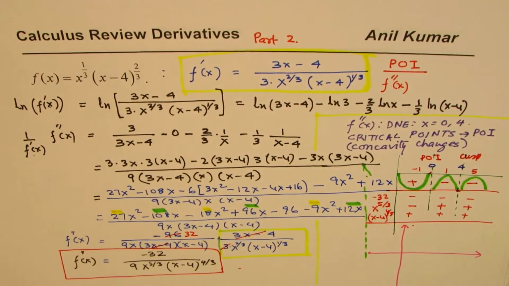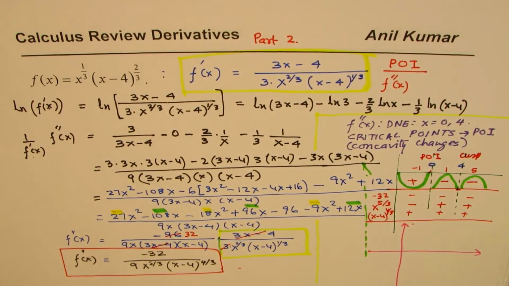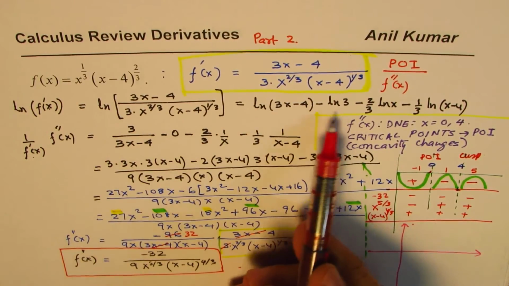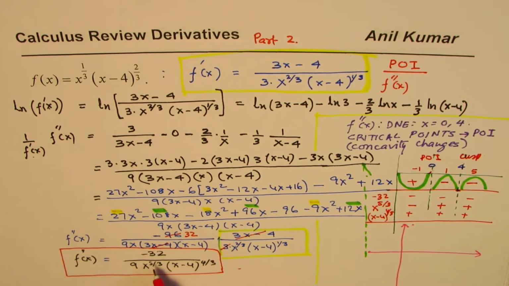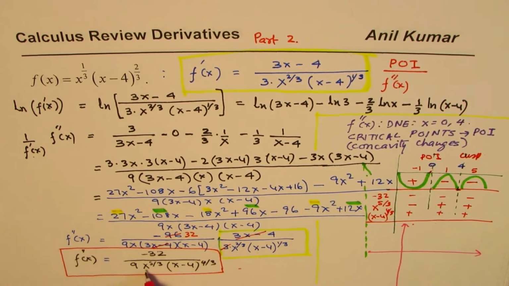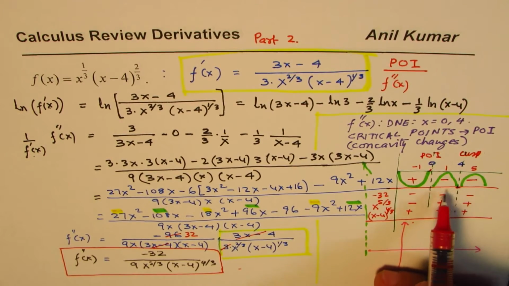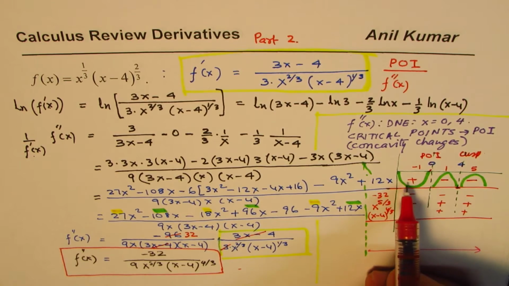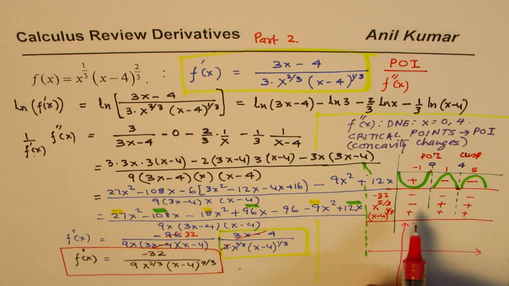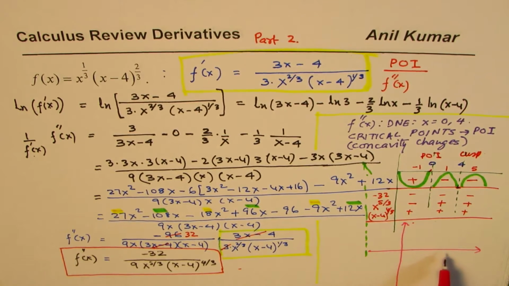And then we analyzed the second derivative. I prefer to use the method of logarithms to find the second derivative, and we found the second derivative as minus 32 over this expression. We analyzed that the critical points for us were at x equals 0 and x equals 4, and at 0 we had a point of inflection, where the concavity changes from positive to negative, right? So we have a point of inflection at 0. I tried to sketch this here, but there was very little space.